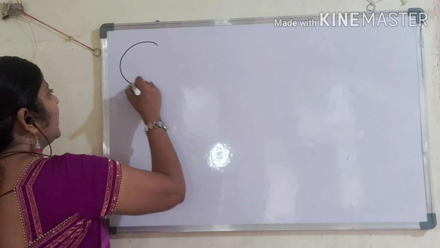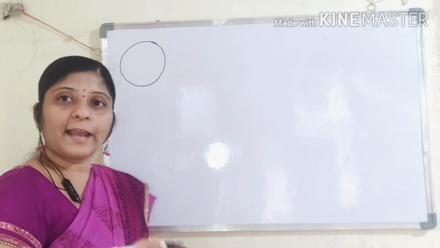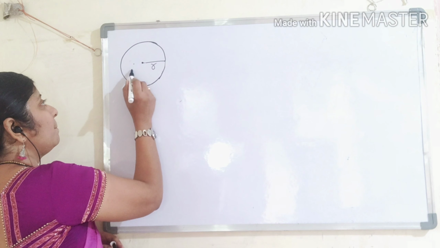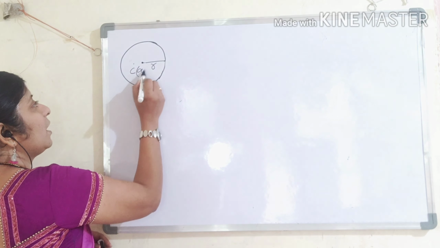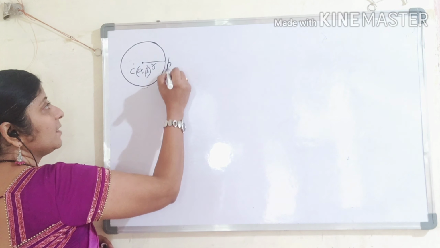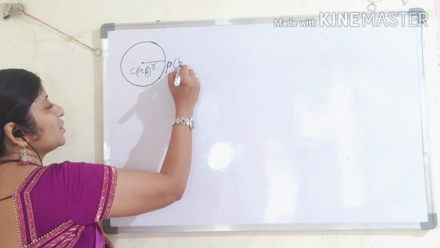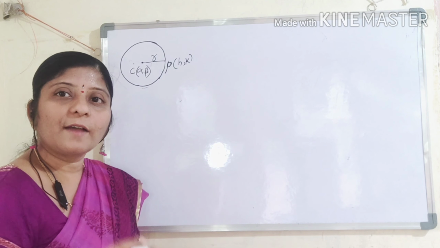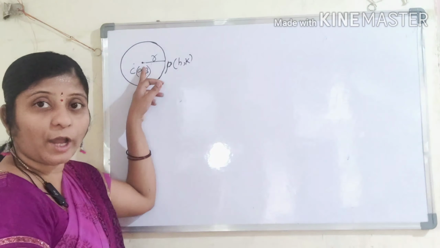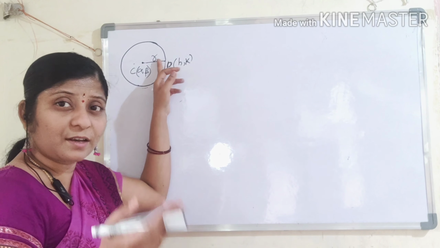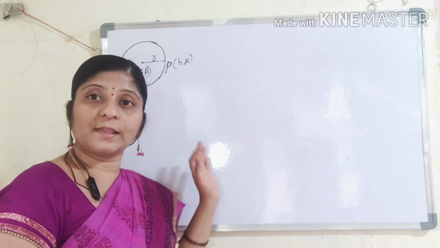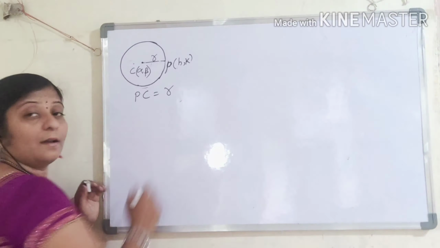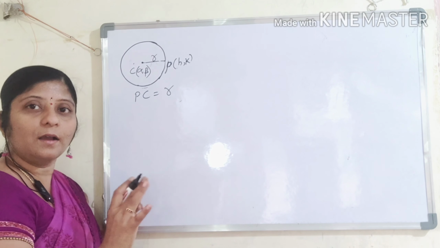Here, if we cut the cone with a plane at 90 degrees, we get a circle. Let the center C be alpha comma beta. A point on the circle is P(h, k). A circle is called the locus of all points at a fixed distance from a fixed point. The distance is nothing but the radius. So the distance PC remains constant. The radius will not change throughout the circle.